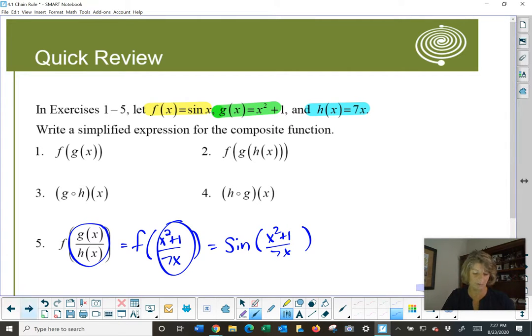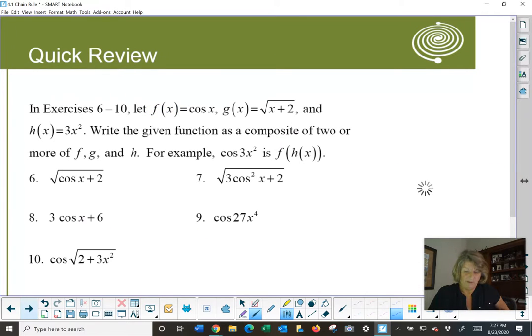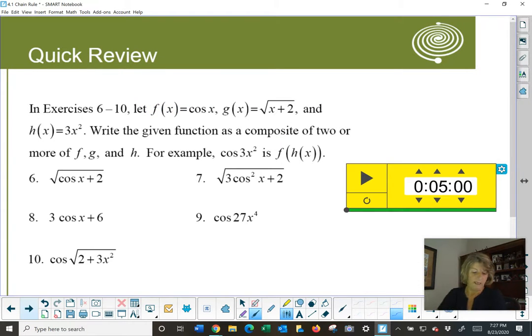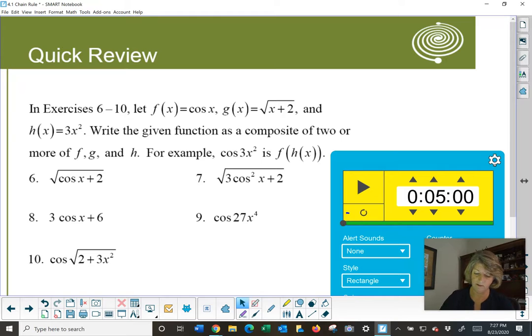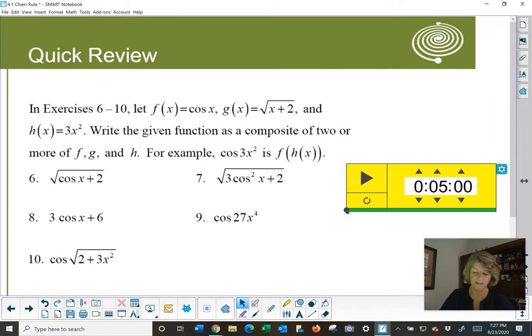I'm sure you guys were well prepared for those. The 6 through 10 get a little bit more difficult. I'm going to just ignore that timer. I don't know if I can get it to move over. No, not so much. So we're just going to ignore it. For 6 through 10, we have to build back to the function notation.